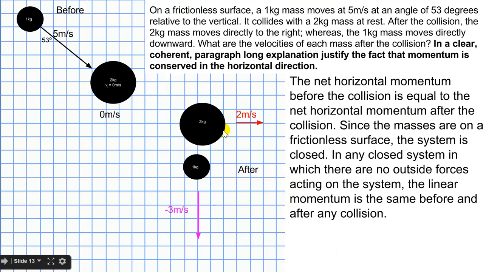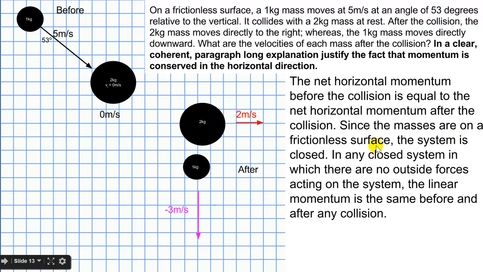So we figured out that the 2 kilogram mass is moving horizontally at 2 meters per second. The 1 kilogram mass is moving vertically downward at negative 3 meters per second. This last part asks us, in a clear, coherent, paragraph-long explanation, to justify the fact that the momentum is conserved in the horizontal direction. So what we would say is we would always start off with our answer, and our answer is that the net horizontal momentum before the collision is equal to the net horizontal momentum after the collision.